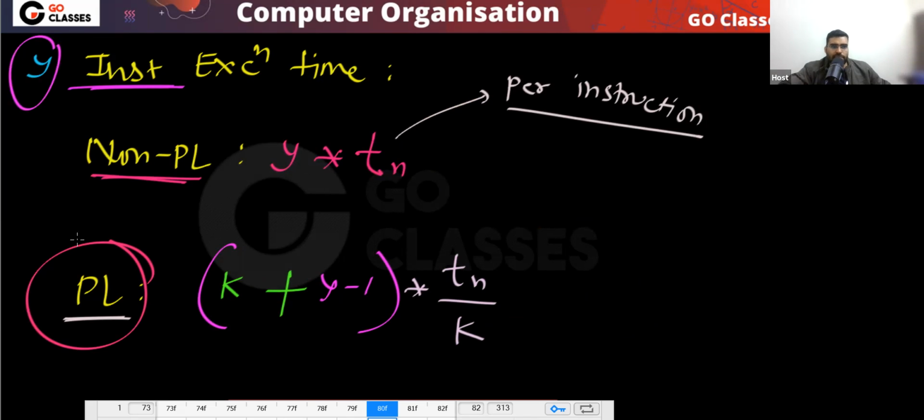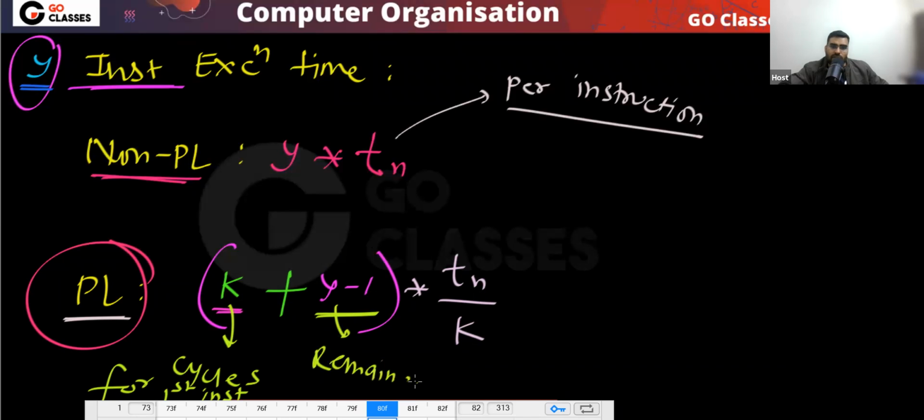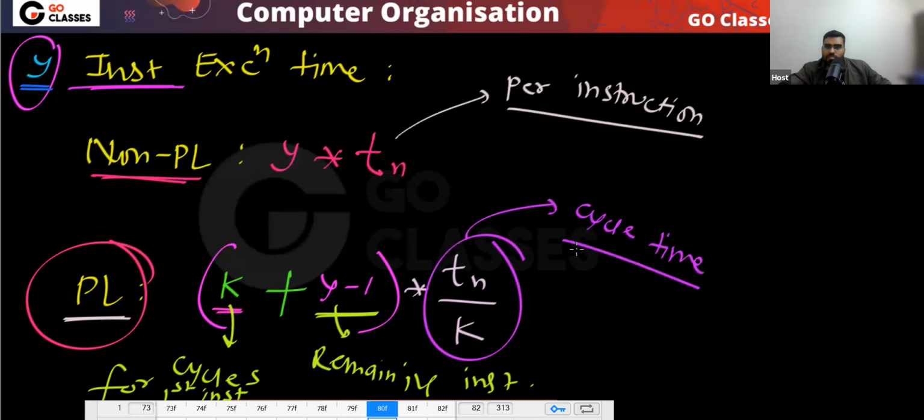See, very simple. I am saying that you have Y instructions. So the first instruction will go through all the k stages. But the remaining y minus 1 instructions will go through only one stage. So you can consider it like this: k cycles for the first instruction, and the remaining instructions take this many cycles, and this is the cycle time. That's it. So this is your y instruction execution time.